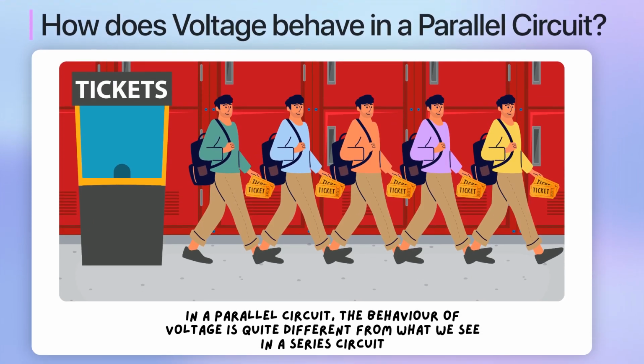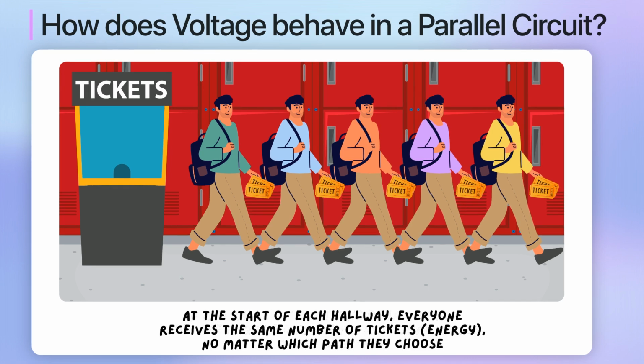Now moving on to voltage. In a parallel circuit, the behavior of voltage is quite different from what we see in a series circuit. Let's go back to the analogy of people representing electrons, walking down hallways. This time, imagine that at the start of each hallway, every person is given the same number of tickets, representing energy, at a ticket booth, the power source. No matter which path the person chooses, they receive the full number of tickets.